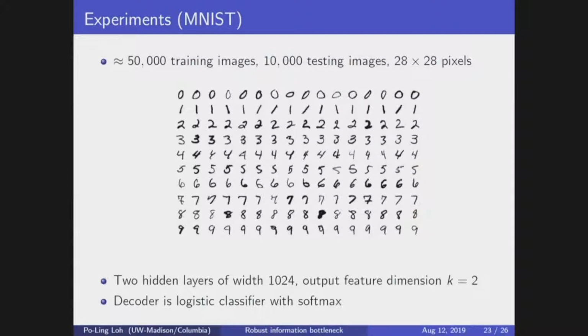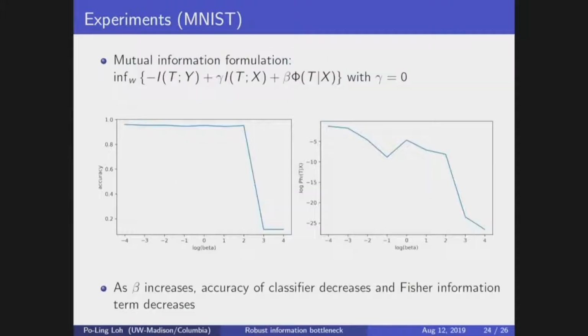MNIST is these handwritten digits. You want to classify into 0, 1, up to 9. We did something similar: we said, let's try to extract a two-dimensional feature and see what happens. Here we had to train an encoder network and a decoder network. And what we found, and these are preliminary results, is that as you increase beta, there is a bit of a trade-off between accuracy and robustness.